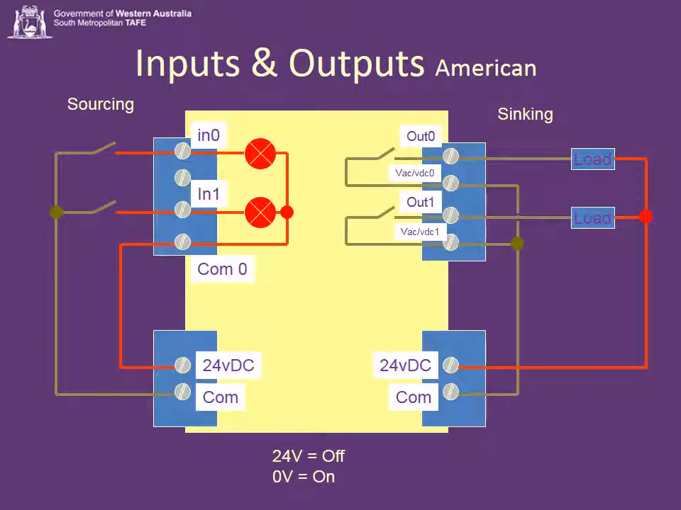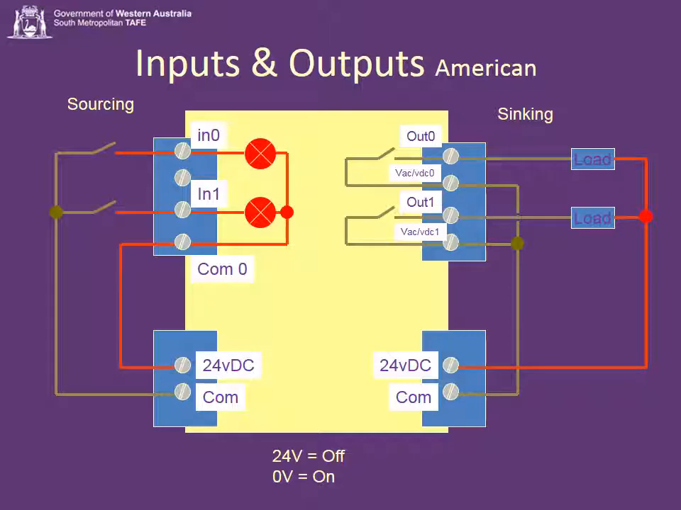Contrasting that with the American system. In the American system, the inputs are sourcing and the outputs are sinking. What this means is 0 volts goes to a switch. The screw on the BMS, input 0, is at 24 volts, is connected to the 24 volts. When the switch closes, we supply a return path. So we're switching the return. And when the switch closes, the input comes on because the current can flow because we now have a complete path.